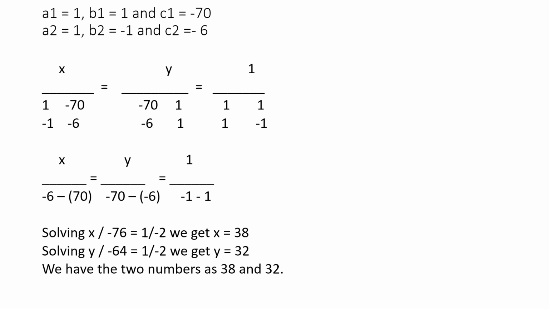So solving this, we get x is equal to 38, because x upon minus 76 is equal to the right hand side 1 upon minus 2. So we get x is equal to 38. Similarly, y upon minus 64 is also equal to 1 upon minus 2. So we get y is equal to 32. Hence the two numbers are 38 and 32.